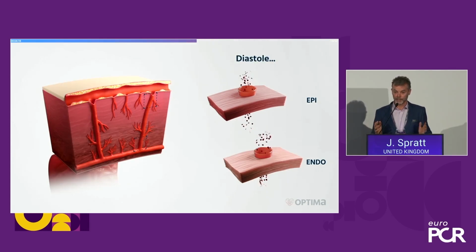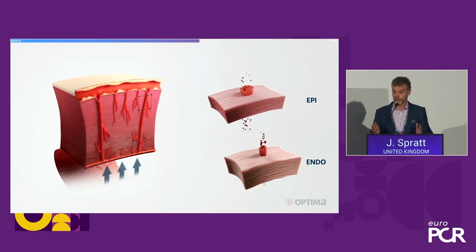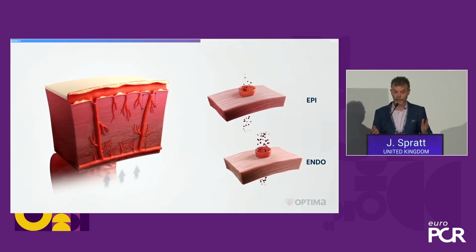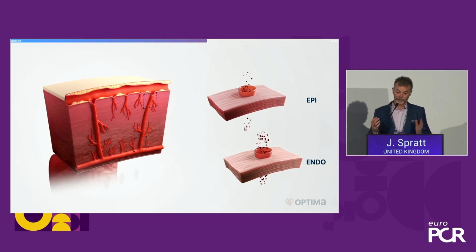So if you're a blood cell and you're trying to choose where you should go, and remember the demand is the same in both parts, you're going to go where there's less resistance. And that means critically that flow will go preferentially to the epicardium over the endocardium. So if you're going to see ischemia, you're going to see it first in the endocardium because of this pressure differential.